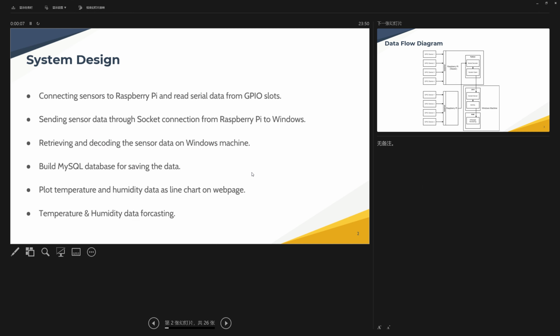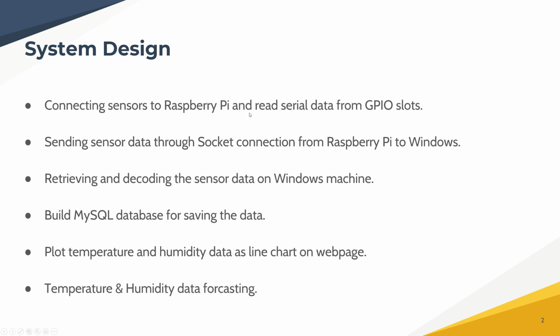Our system can be semi-separated into three parts: the Raspberry Pi part, the database, and the data visualization. So first we're going to connect the sensors to the Raspberry Pi and read the serial data from the GPIO slots. And then we're going to decode the data and send them through the socket connection from the Raspberry Pi to the Windows. And on the Windows, we're going to retrieve the data first and then insert them into a database. So we have a MySQL database for saving the data.